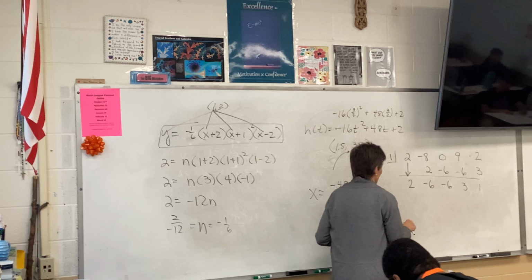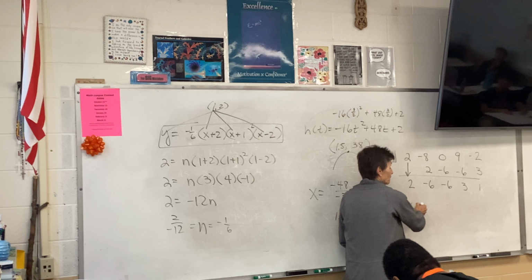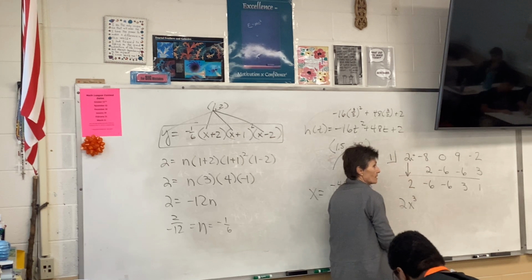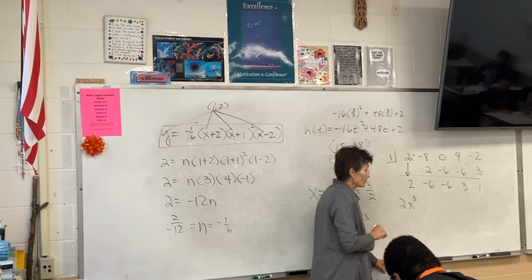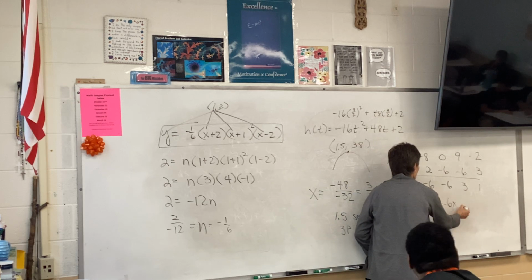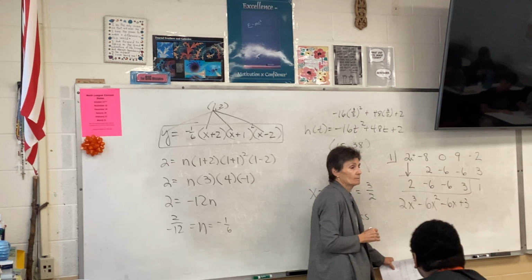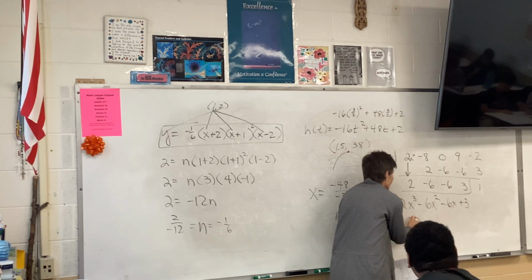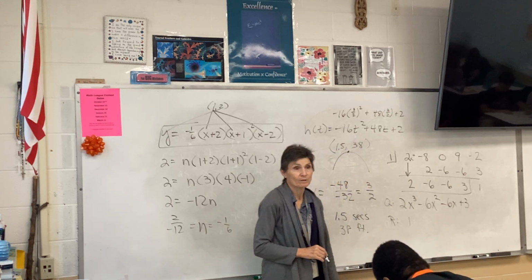What is the quotient? 2x to the what? Cube. Why is it cube? Because the original was 4, and you always come down 1. Minus 6x squared minus 6x plus 3. This right here is my quotient. What's that number on the end? Remainder. That's my remainder. I'm just going to put 1, but you could put 1 over x minus 1 if you want to. That's totally fine.